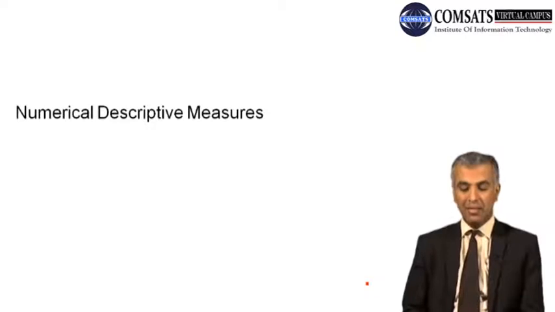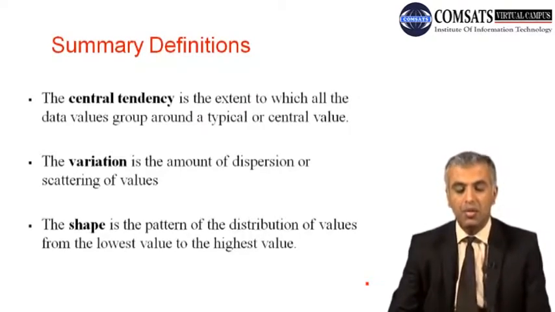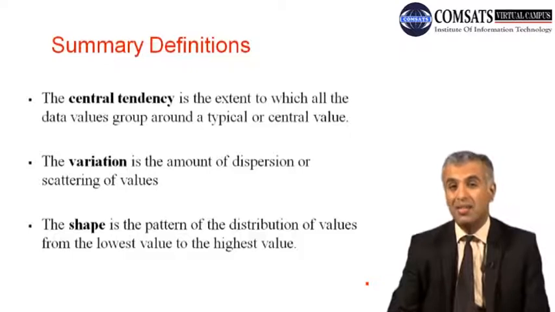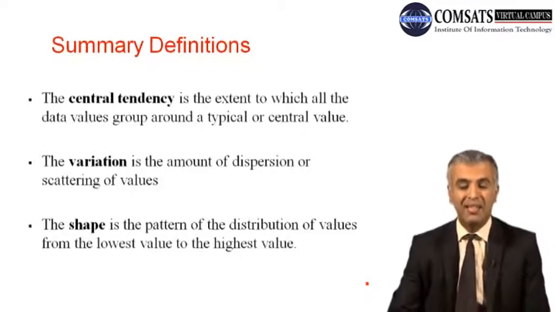In order to do that, some very basic tools are studied, and here there's a summary definition of a few tools. The first one is termed central tendency, and central tendency basically tells us to what extent these data values are arranged around a central value. Hence the name, it's termed central tendency. Likewise, the variation aspect gives us the dispersion of the values around the central value, so how much values are scattered around the central value.